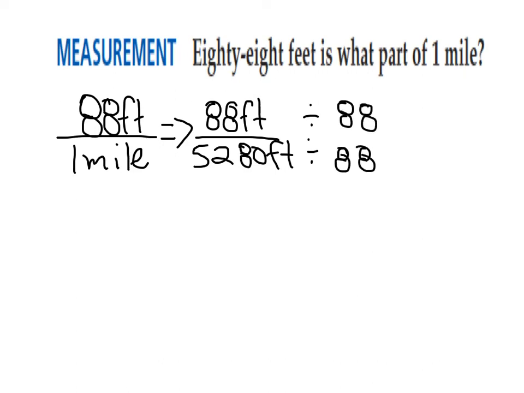So I'm going to divide the top by 88. 88 divided by 88 is 1, and 5,280 divided by 88 is 60. So what part is 88 feet of 1 mile? It's 1 over 60. Or there you go.